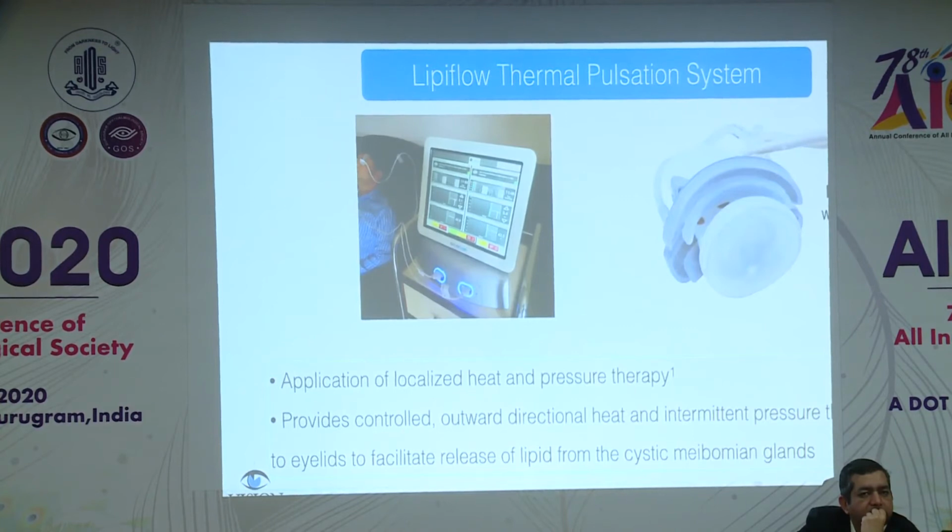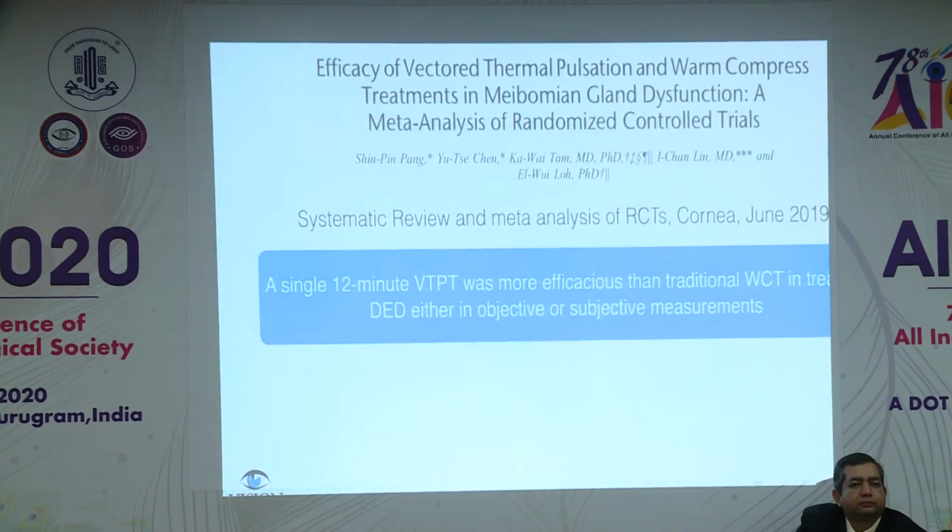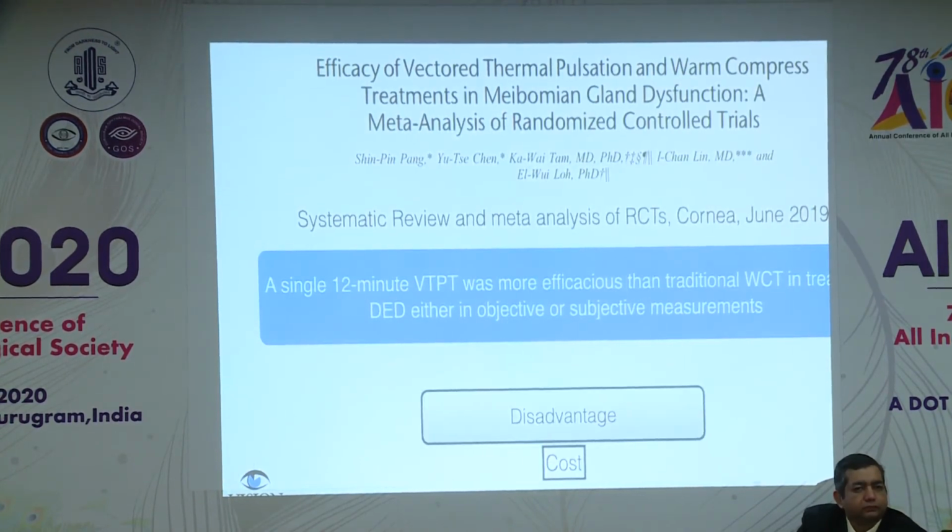The vector thermal pulsation that LipiFlow has does bypass that. What it does is it gives heat from the inner surface, pressure from the external surface. It's about a 12-minute cycle. There is literature that supports its efficacy as well. There are quite a few studies now, but a significant disadvantage is the cost. It's a very, very costly procedure. Costs about 30,000 rupees for one sitting to the patient.